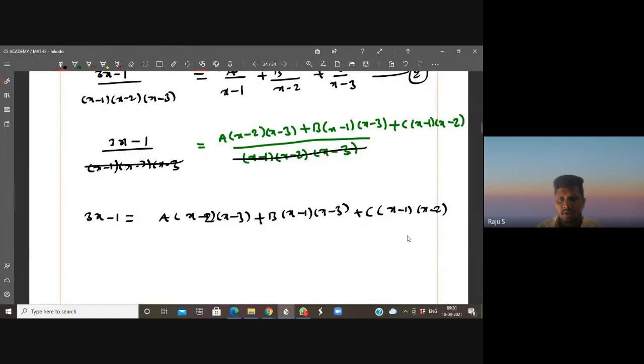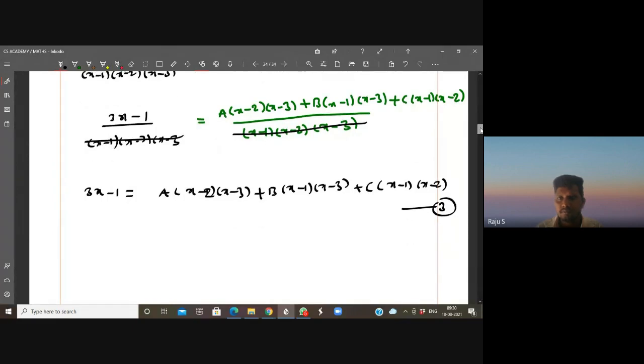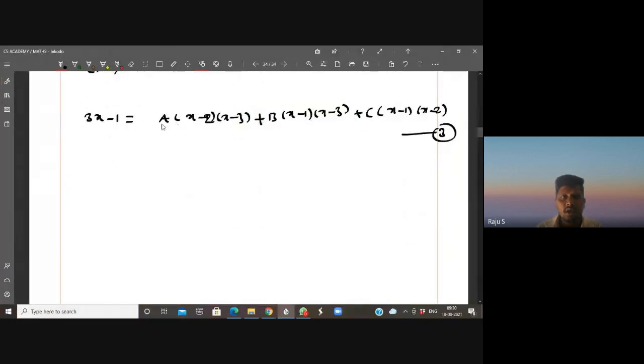See students, now let us take this as equation 3. Now look here. I'm not multiplying these values. I want to find the values of a, b, c by substituting suitable values of x. For example, to find the value of capital A, I want to make b and c values 0. Is it possible or not? Yes, it is possible.